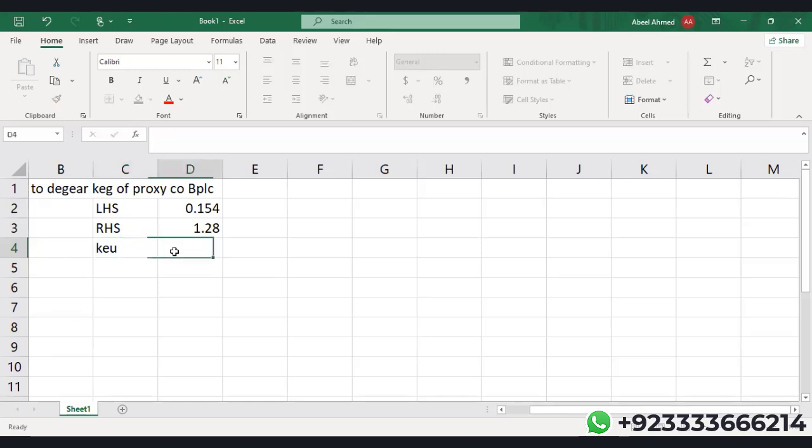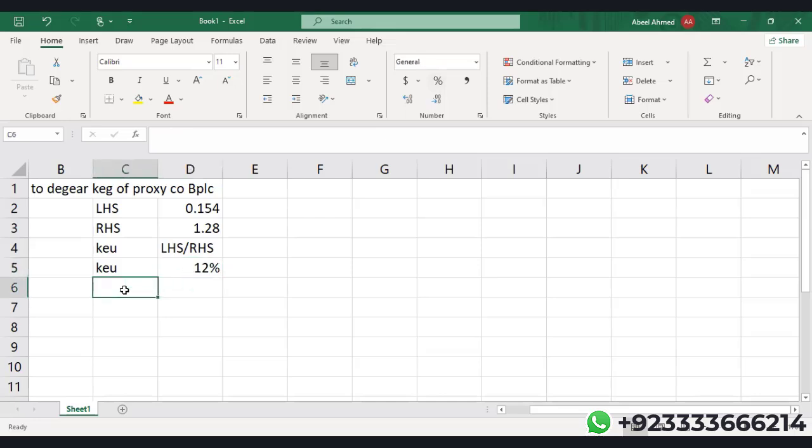Now, KU, you have to write now left hand side divided by right hand side. KU is equal to left hand side divided by right hand side. I'm getting this. Convert this into percentage. Students, KU is 12%. Is this clear to everyone? Please reply. How do we use this rearranged formula? Great.